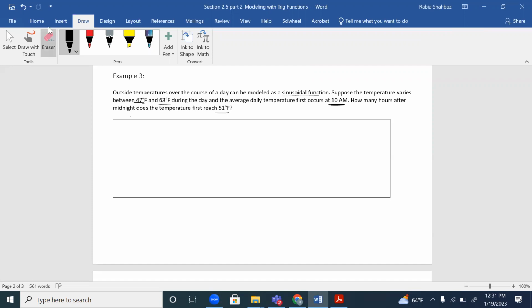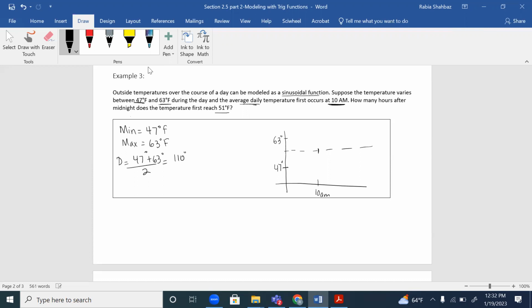So if I first go ahead and draw this, because they're saying it is a sinusoidal function, the temperature is ranging between 47 and 63 degrees, and it reaches its mid average daily temperature, which is going to be the midline, at 10 a.m. This is the situation that I have. So that first gives me the minimum value of 47 and the maximum value of 63. I'm going to go ahead and find the average between the two, which comes out to be 55 degrees.